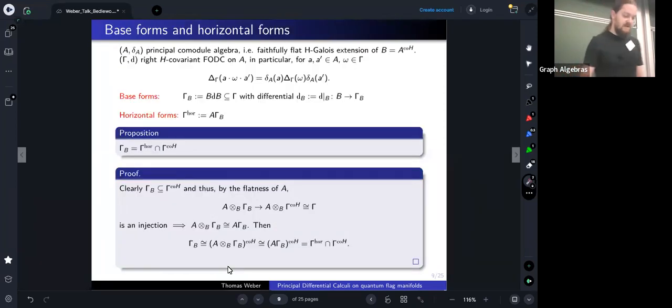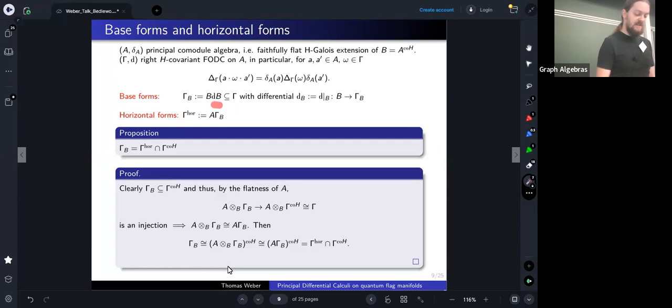Okay. So a quick slide about base and horizontal forms. Now let's take a principal comodule algebra. So this was a faithfully flat Hopf-Galois extension. And in this setting, we have a good notion of what are base forms and horizontal forms. So let's start with a right H-covariant calculus on A. Recall that this means that the coaction on gamma is A-bilinear in this sense here. And then we make the following definition of base forms.